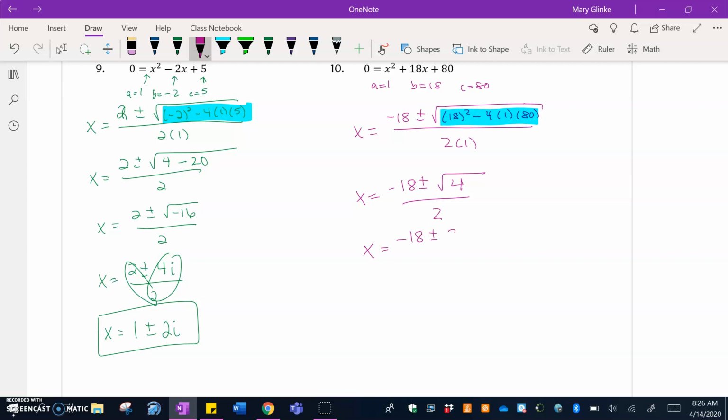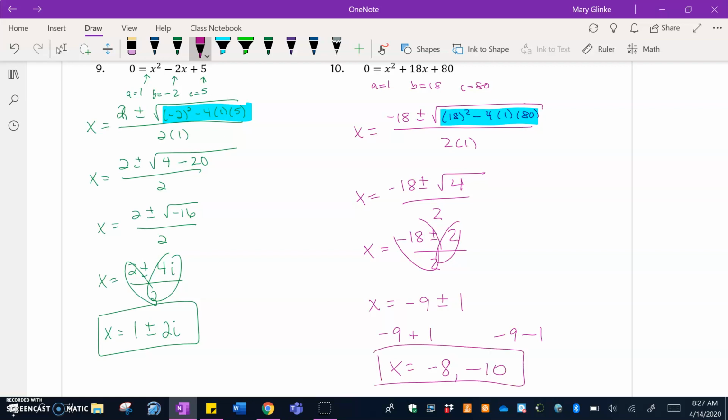Then we can take the square root of 4, which is 2, and now divide each of these by 2. We get negative 9 plus or minus 1. So we're going to do negative 9 plus 1, and we're going to do negative 9 minus 1. So our two solutions are going to be negative 8 and negative 10 when we simplify those.